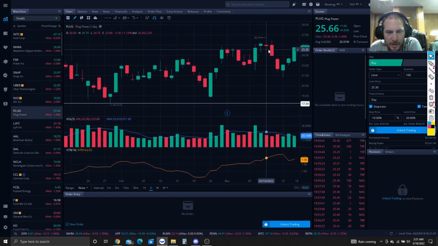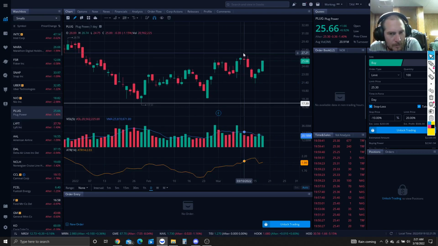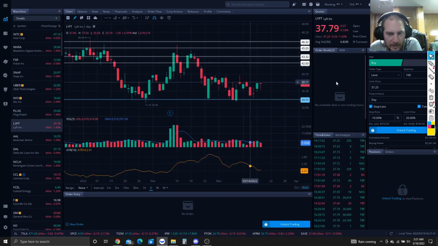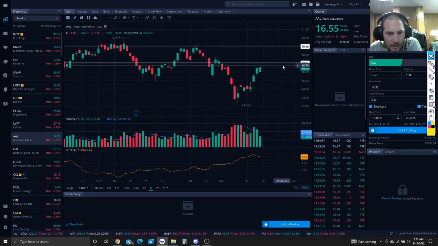Plug Power would be a good candidate if it were to close just a bit higher here. We've got strong resistance here, but after that a pivot to 29. Lyft, lots of choppy market action here, so we're not even going to look at that guy. American Airlines, again, if we cross this level, we got a nice window here.